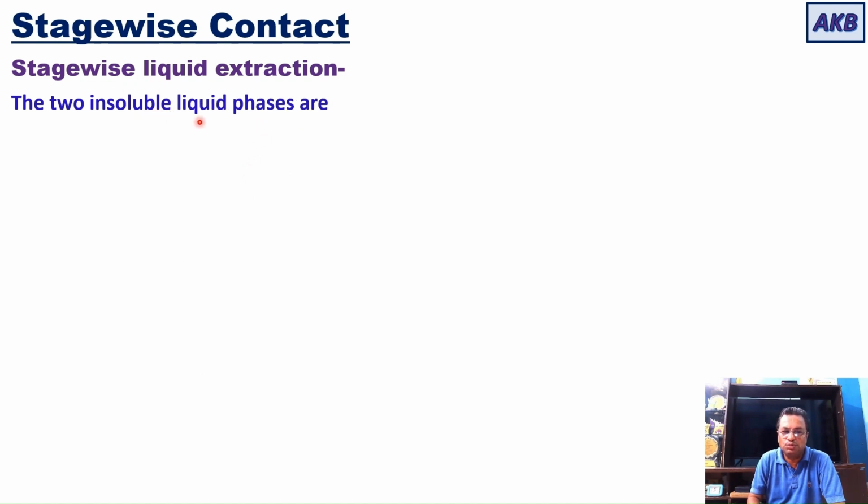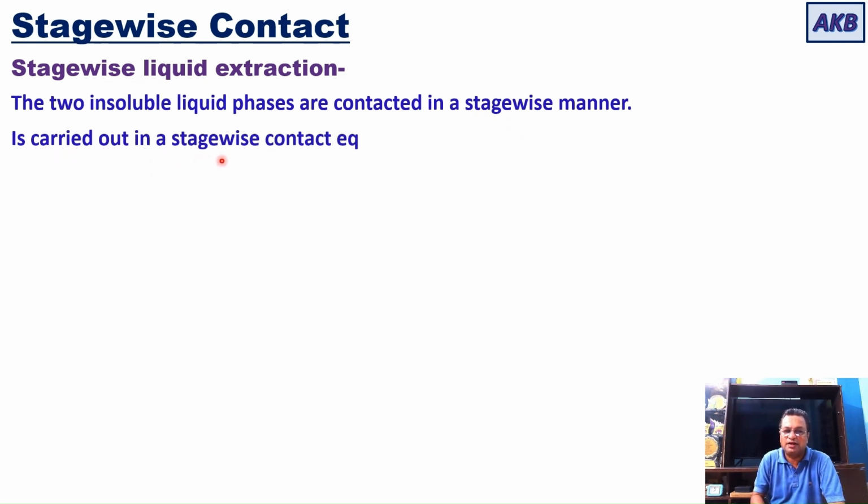First of all, we will briefly understand what is stage-wise contact. In stage-wise liquid extraction, the two insoluble liquid phases, that is feed solution and the solvent, are contacted in a stage-wise manner. Therefore, it is carried out in stage-wise contact equipment, where stages are provided in which the two insoluble liquid phases, feed solution and the solvent phase, can be contacted with each other.